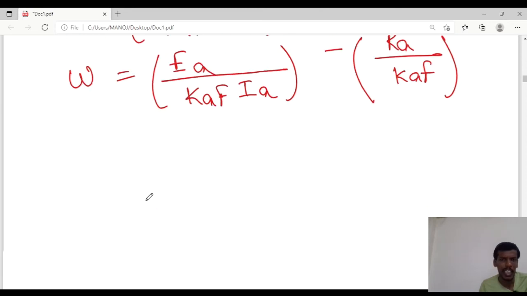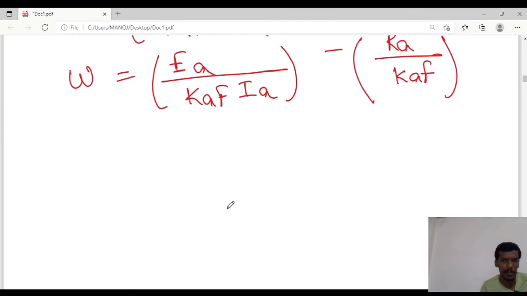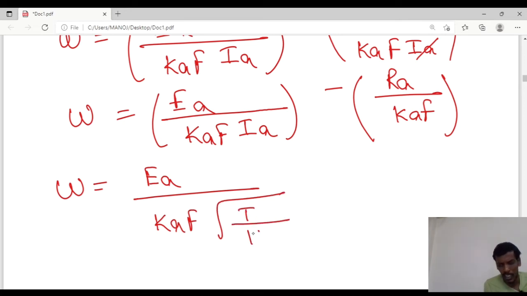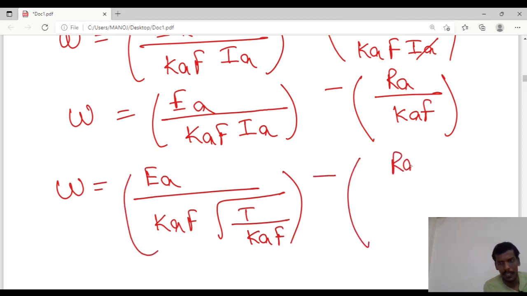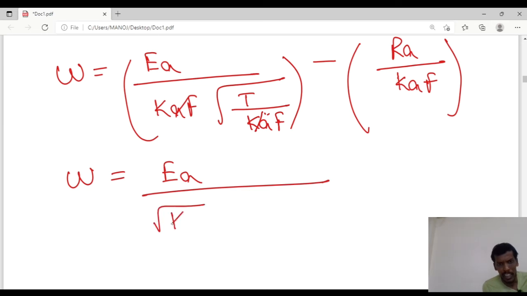From this I can substitute the Ia value. As you know, Ia is root of T by Kaf, so I can substitute this value here. Omega equal to Ea by Kaf into under root of T by Kaf, minus Ra by Kaf. So the root of Kaf and Kaf will be cancelled.